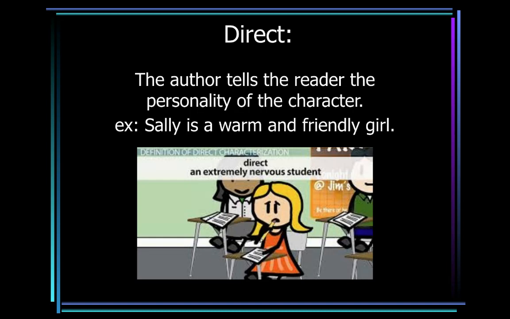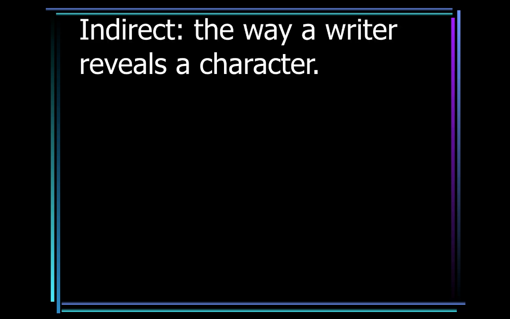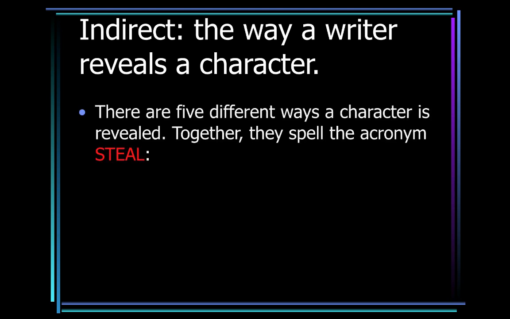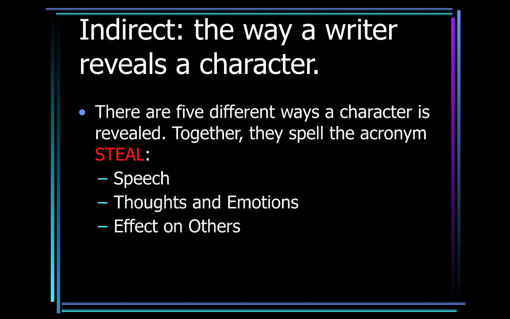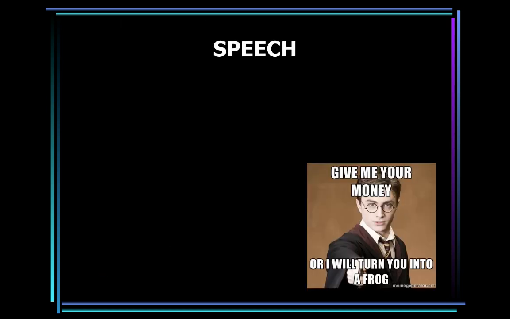An author tells the reader the personality of the character. For example, Sally is a warm and friendly girl, whereas in the picture you can see that she's an extremely nervous student. Another way is through indirect characterization. There are 5 ways that an author does this. Together they spell the acronym STEAL: speech, thoughts and emotions, effects on others, actions, and looks.